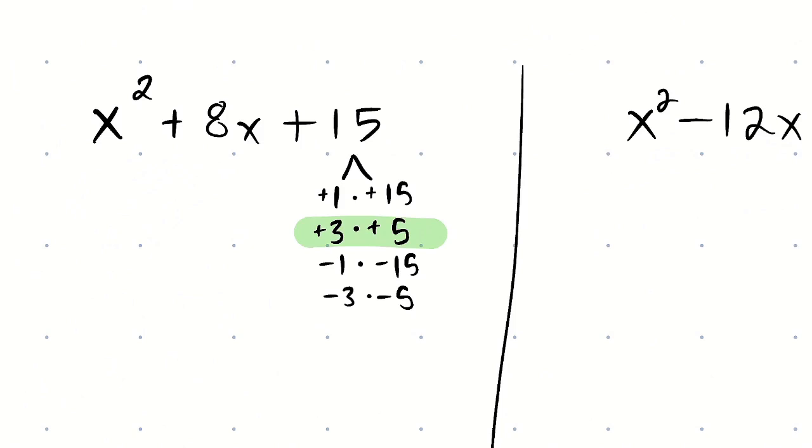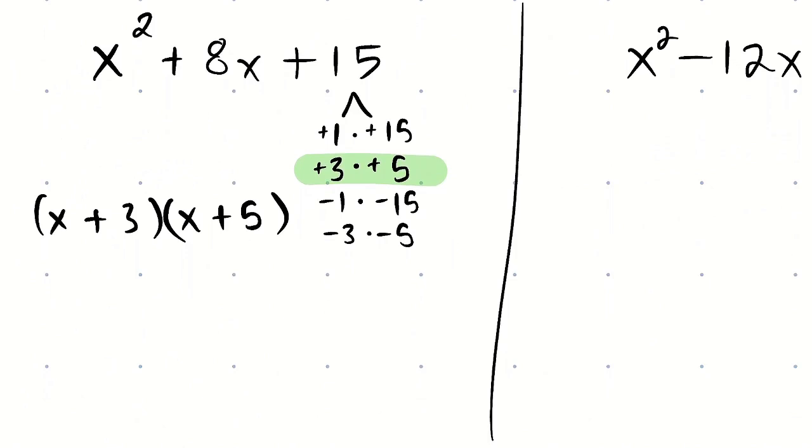Once you've identified the two numbers that add up to your middle term, then you just write parentheses. The first terms here have to multiply to give you the first term of your original expression. So x times x gives you x squared. The last two terms have to multiply to give you positive 15 and also add up to give you positive 8x. We figured that out, that was going to be positive 3 and then positive 5. But then you ask yourself, why is that? You should always ask yourself, why is that?